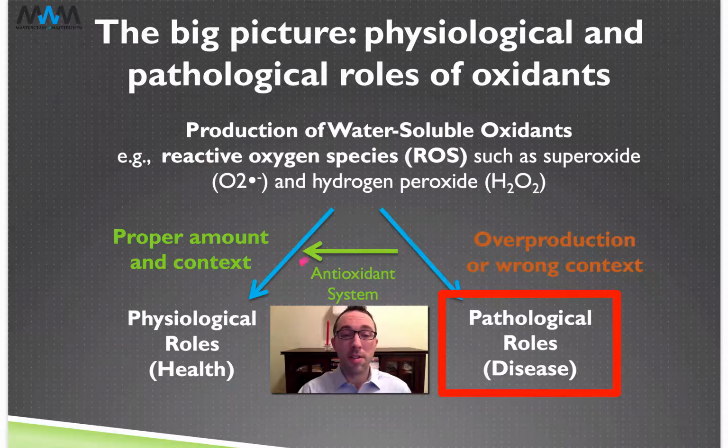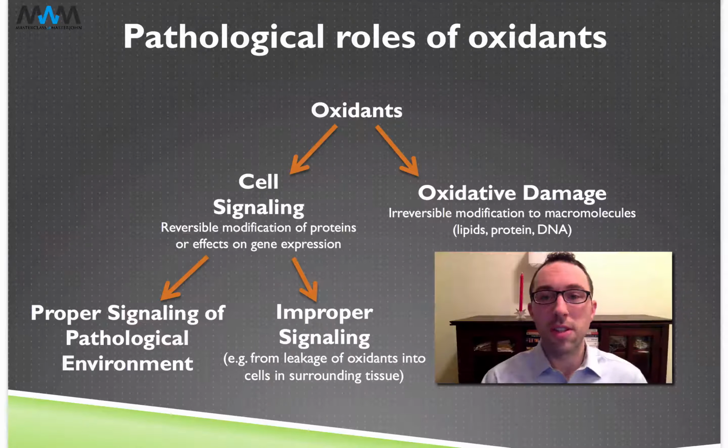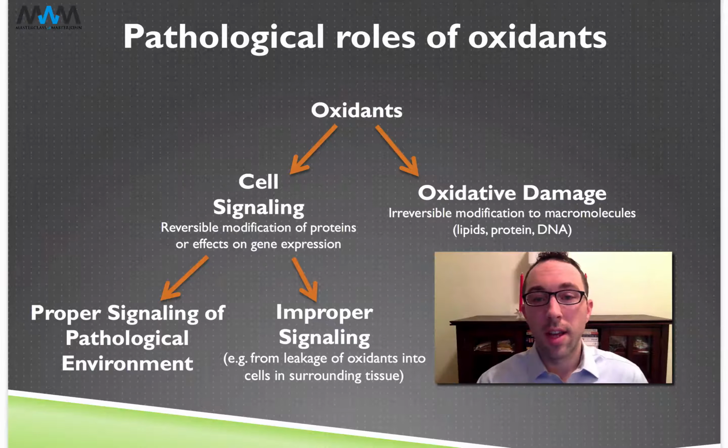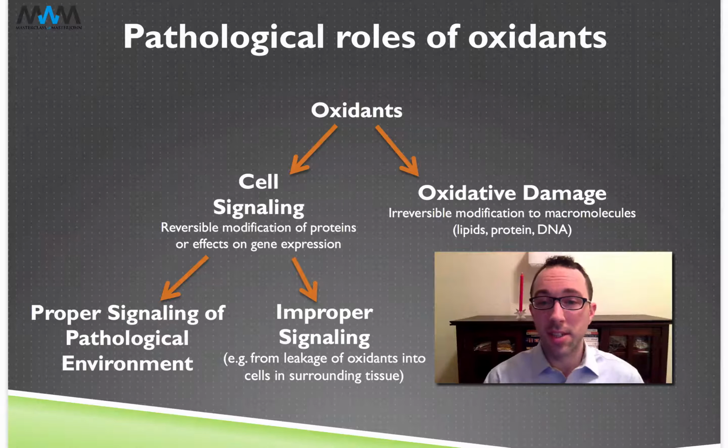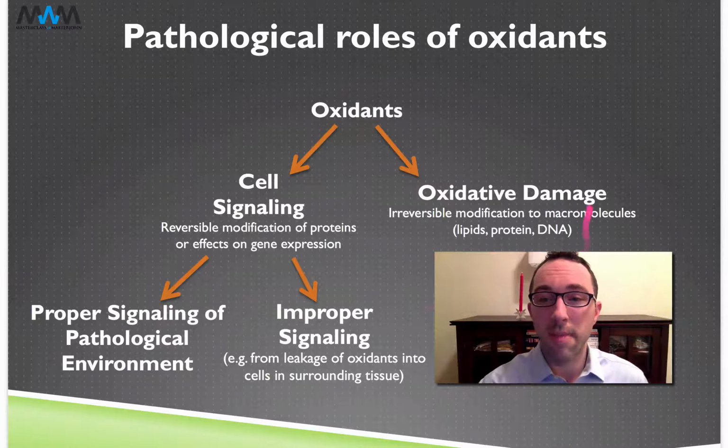Last video, we zeroed in on the physiological roles. Today, we're going to zero in on the pathological roles. We could break the pathological roles of oxidants into a couple of categories. We have oxidative damage or cell signaling. Oxidative damage is the irreversible modification to macromolecules, which are the large molecules that make up the structure of cells, such as lipids, proteins, and DNA.